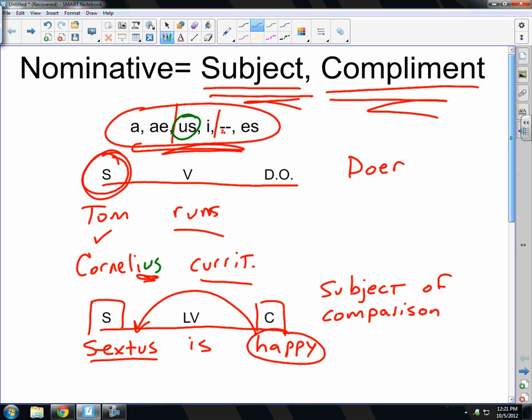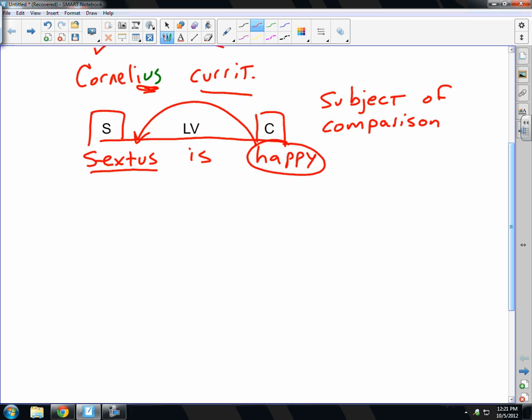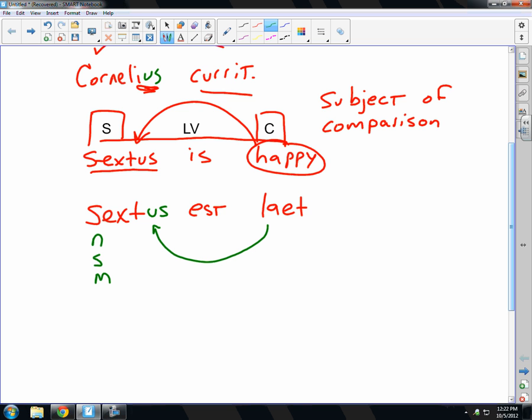So in Latin, we're going to start off with Sextus. We're going to give him a nominative ending, US. We have est as our linking verb. We start with laetus. We need a nominative ending for it. It is an adjective, so it has to agree with Sextus in case, number, and gender. The case of Sextus is nominative, the number is singular, and the gender is masculine. I have to give laetus the same nominative singular masculine ending as Sextus.